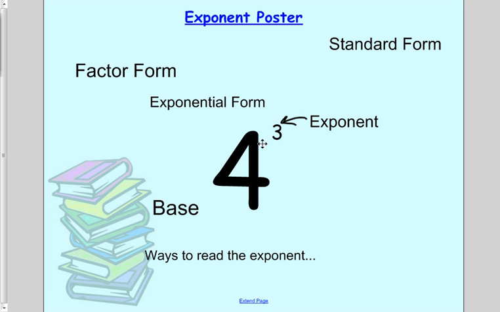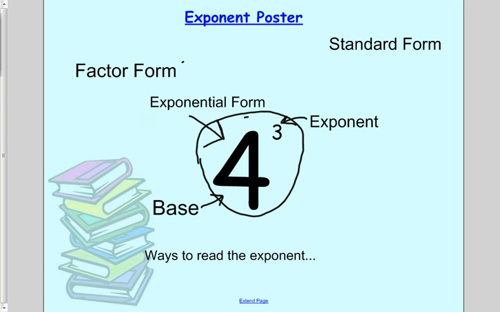So in this situation, 3 is our exponent. The large number 4 is our base. Exponential form is this right here. It's the value written with a base and an exponent. So we're going to go ahead and draw an arrow right here.